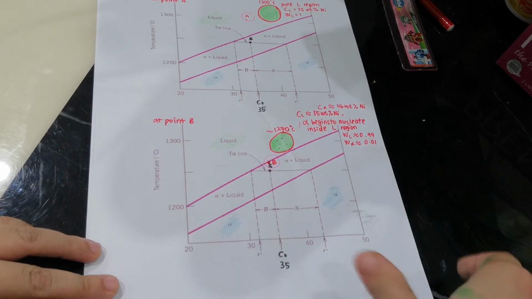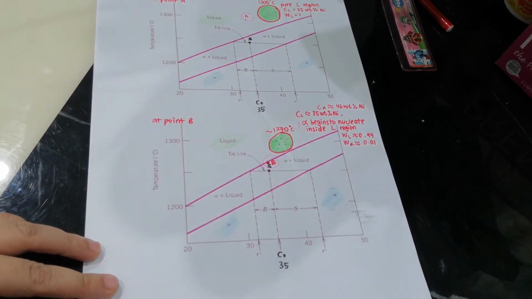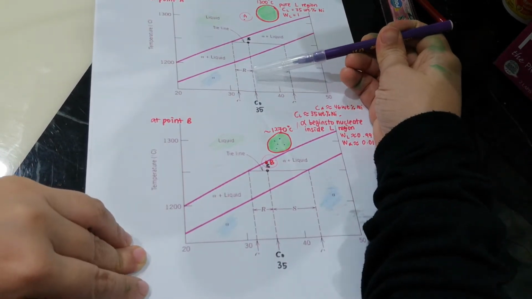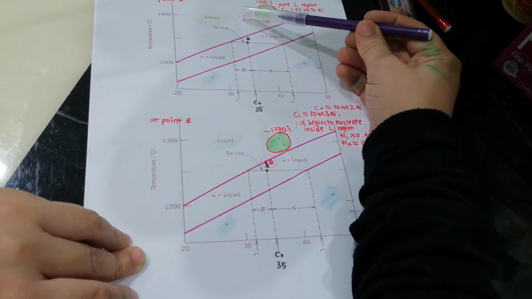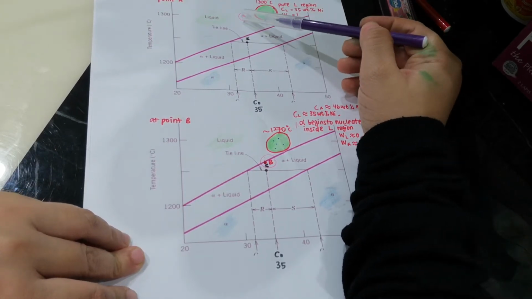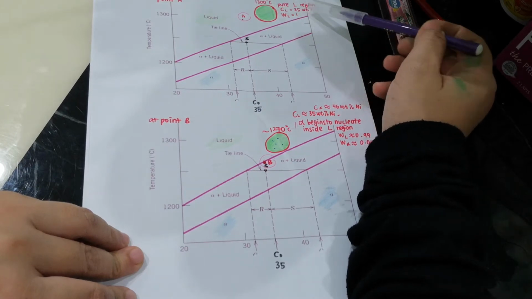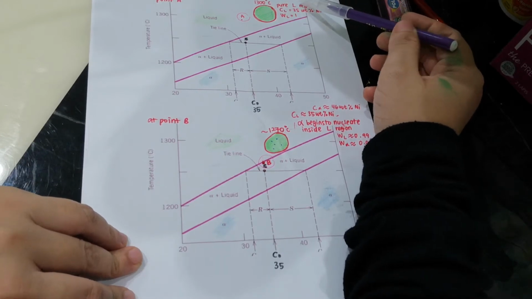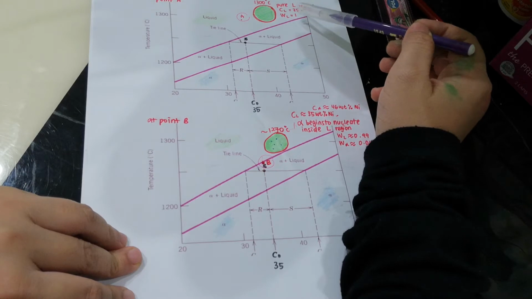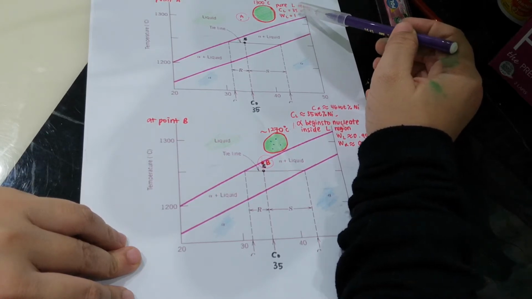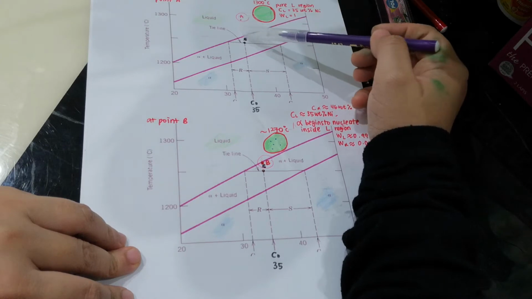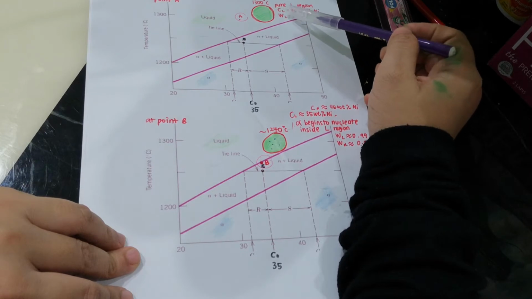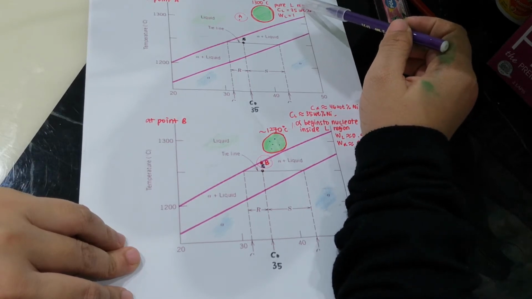Let's look at point A. Here, along the line of 35 weight percent nickel, at point A, around 1300 degrees Celsius, is the pure liquid region. So it is 100% liquid here. The composition of liquid is 35 weight percent nickel, the same as the C0 here, and the fraction of liquid is 1 because it is a pure liquid region.